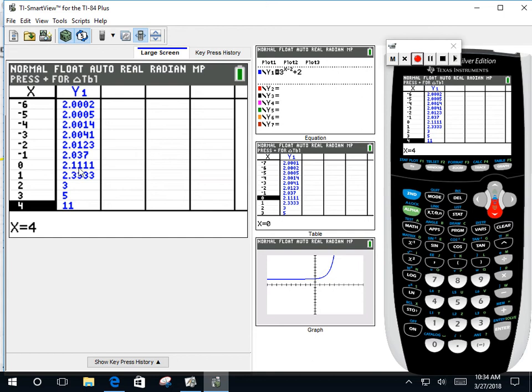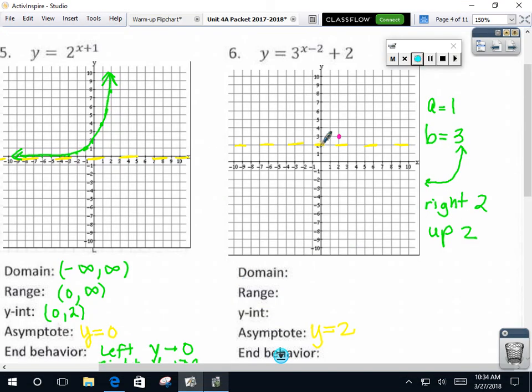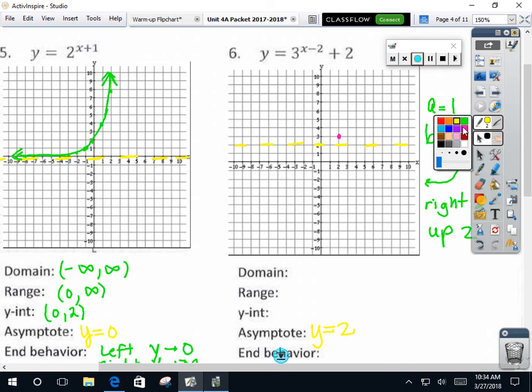2.1. Okay, see, when x is 0, that means it hasn't moved left or right. It only moves up 2.1. And if it only moves up or down, it's sitting on the x-axis. Now, that is so close to the asymptote that you pretty much just need to draw it right on top of it. So there's your y-intercept, and then go ahead and write it, (0, 2.1).